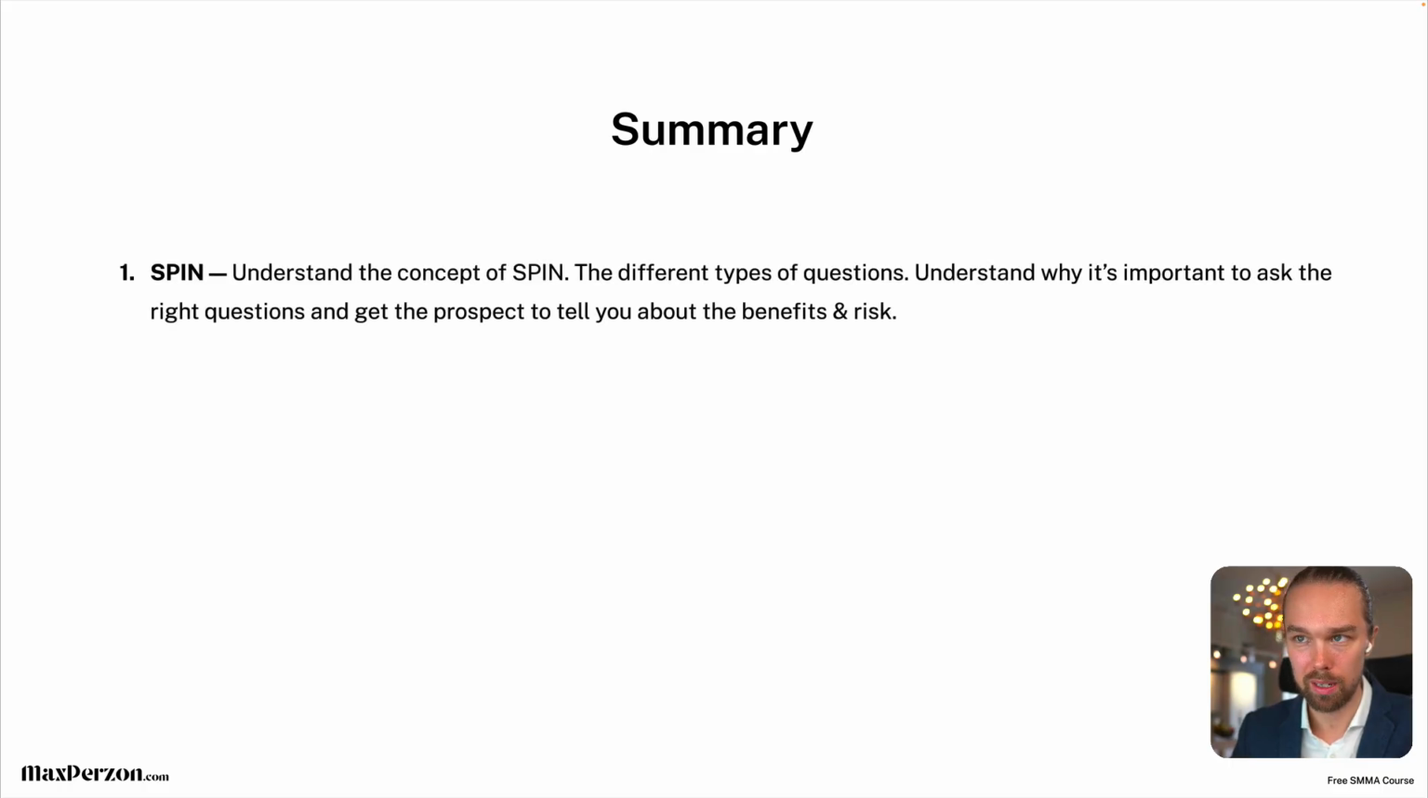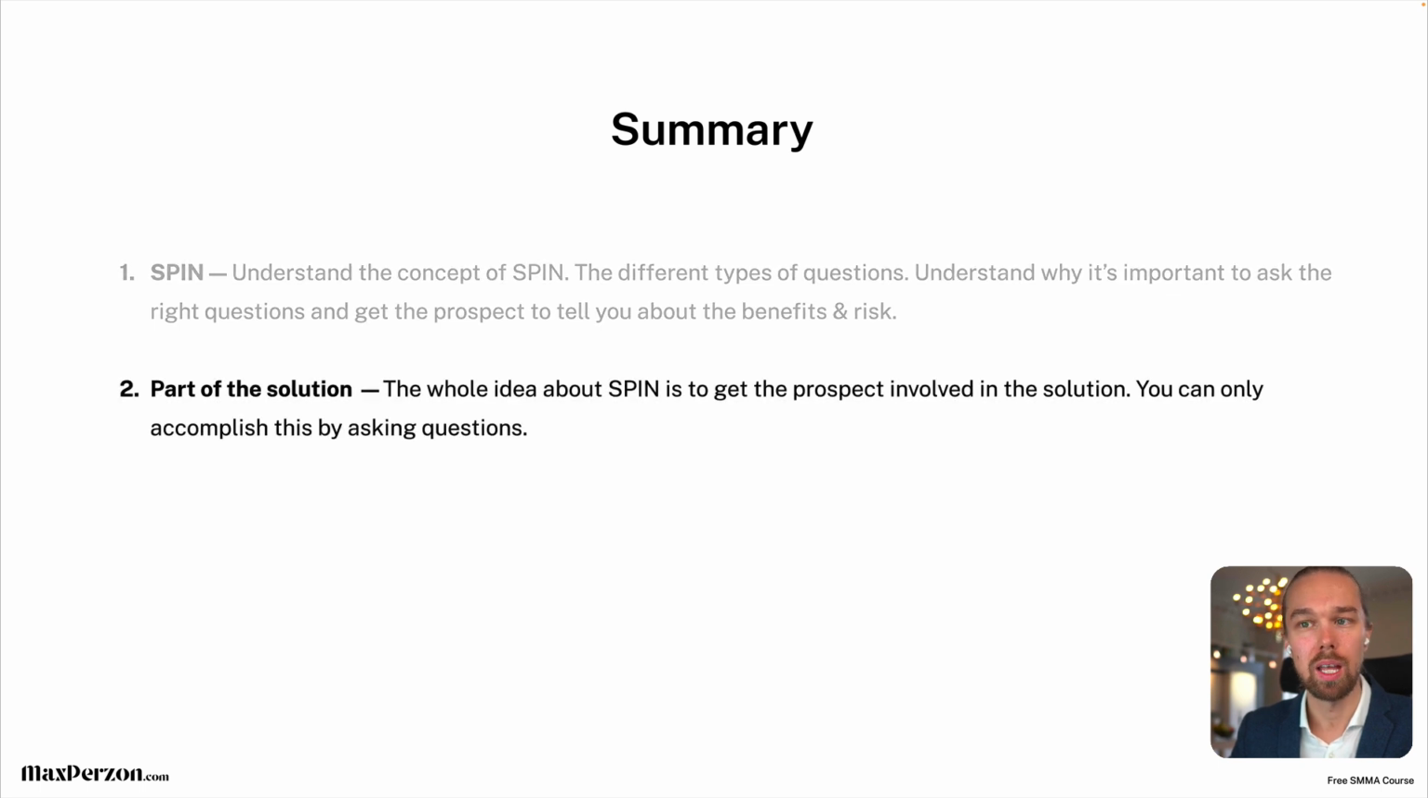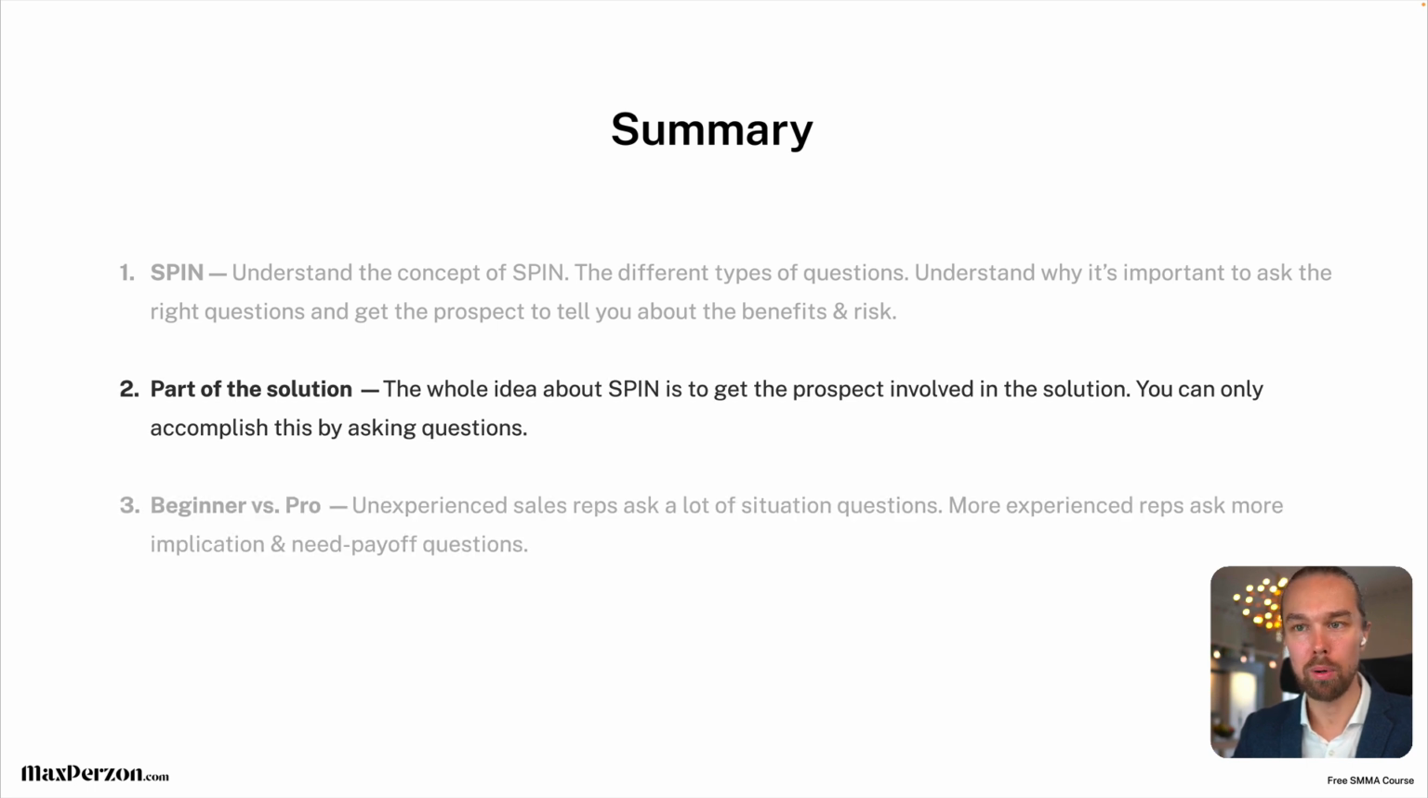So, summary: understand the concept of SPIN, the different types of questions, understand why it's important to ask the right questions, and get the prospect to tell you about the benefits and the risks, right? Part of the solution, the whole idea about SPIN is to get the prospect involved in the solution. You can only accomplish this by asking questions. Super important, right? You have to get them to be a part of the solution.